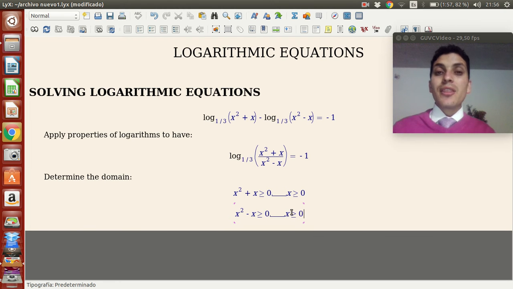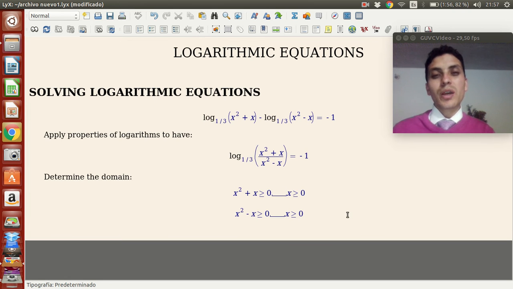Remember, there are techniques to find this, but we're just going to use an easy technique, knowing that the argument should be greater than 0, and the best option is to set the numbers greater than 0. Okay, we're not going to get deep into this part.